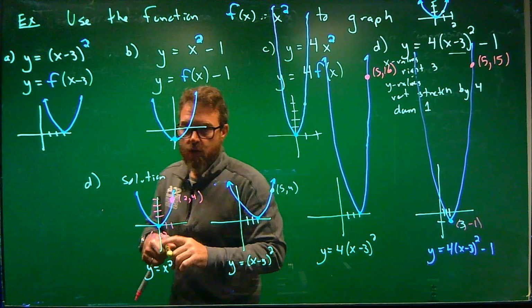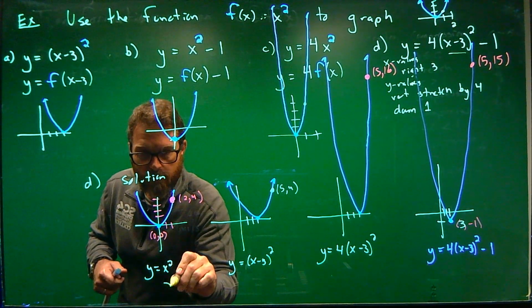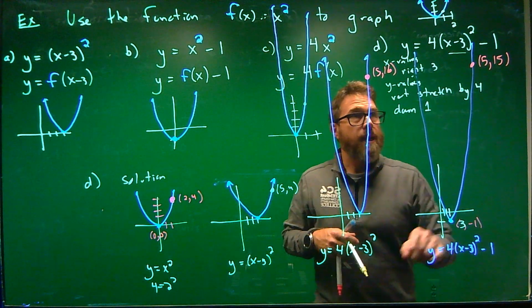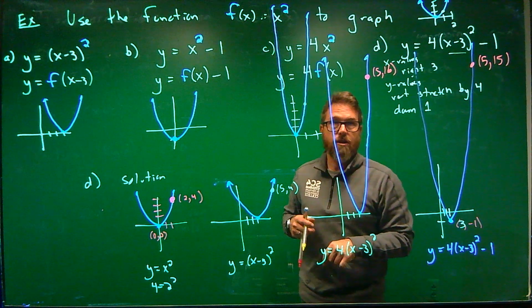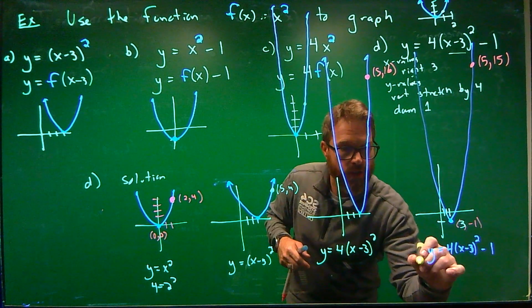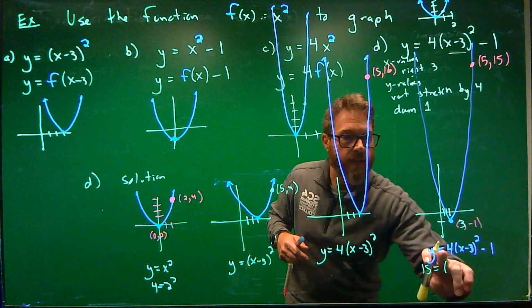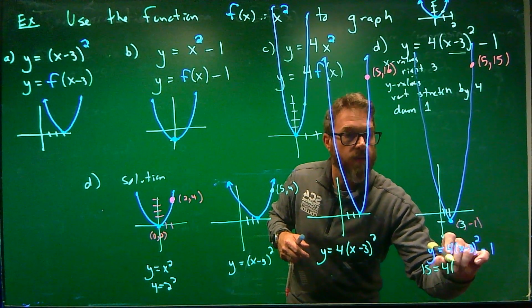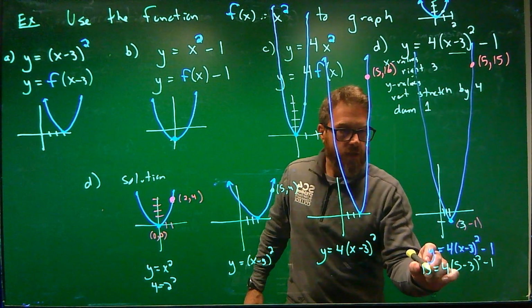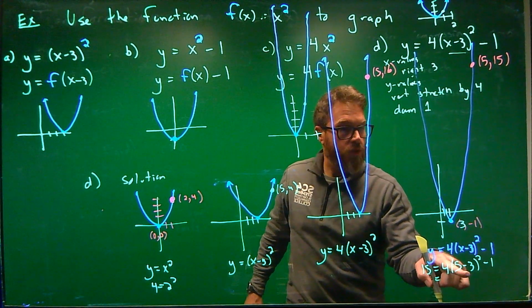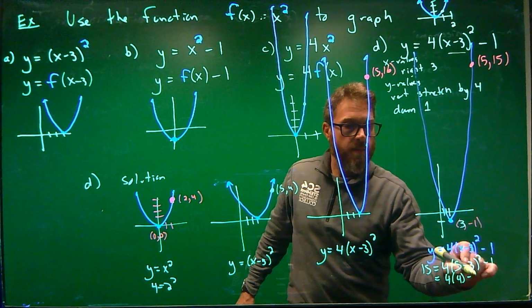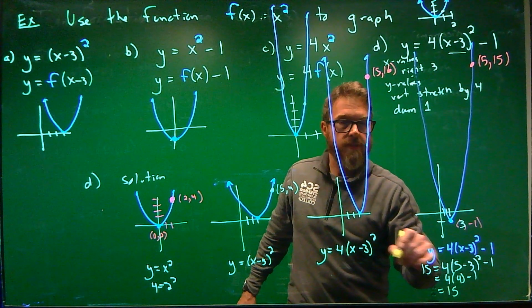Now, this one was true. I know that when I plug in 2, I indeed get 4. So that is a solution. Now, my claim is that 5, 15 is going to be a solution to this because that 2, 4 moved to 5, 15. Let's check it. This should be 15 when I plug in 5. So when I plug in 5 minus 3 squared minus 1, this is going to be equal to 4 times 2 squared, which is 4. So this will be 4 times 4 minus 1, which is indeed 15.